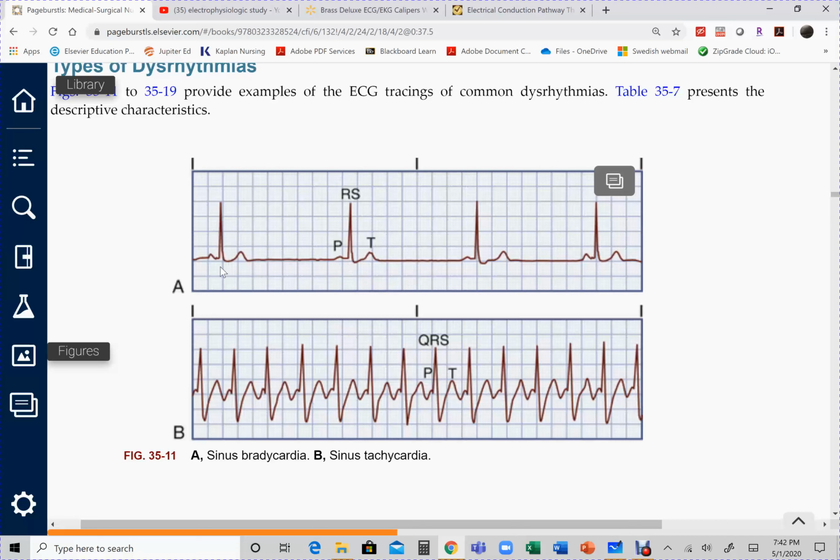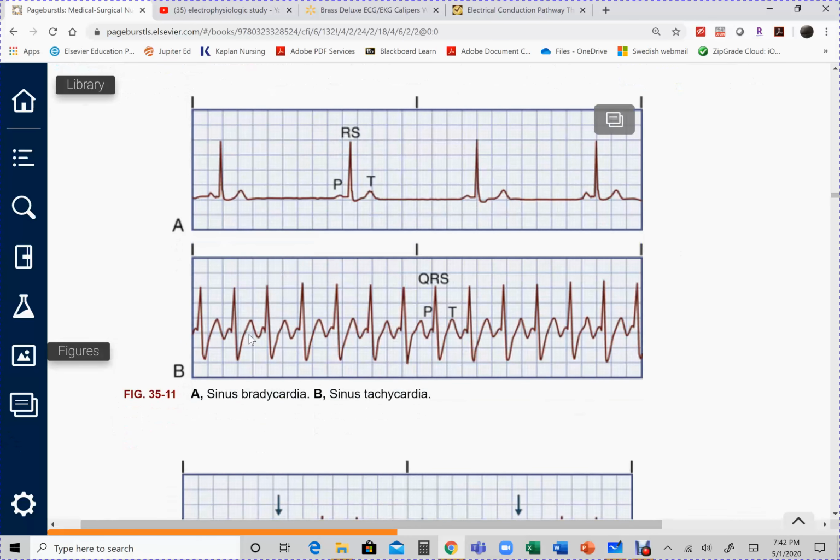My ST segment is isoelectric. This is isoelectric, isoelectric, isoelectric. My T wave looks upright. It's not too high. It's not peaked. So this is normal.